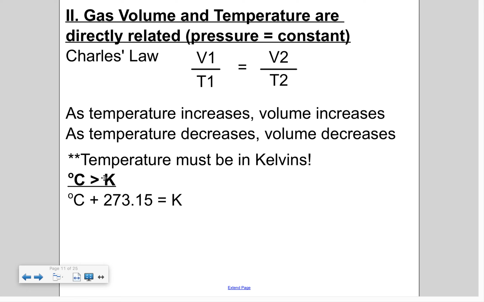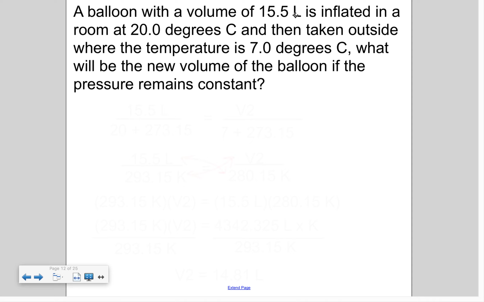Now the thing I want to emphasize is that your temperature has to be in kelvins. So if you're dealing with a problem and they give you degrees Celsius, you have to convert. The conversion's really easy. You just add 273.15. So, a balloon with a volume of 15.5 liters is inflated in a room at 20 degrees Celsius, then taken outside where the temperature is 7 degrees Celsius. What's the new volume, provided pressure remains constant?